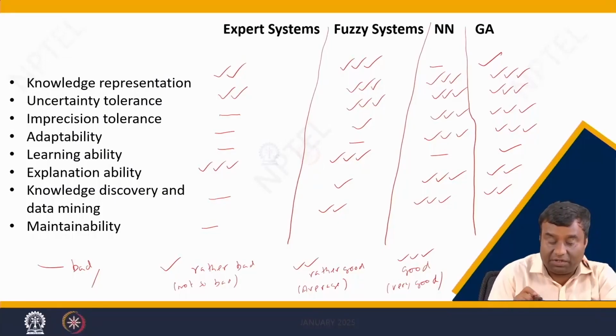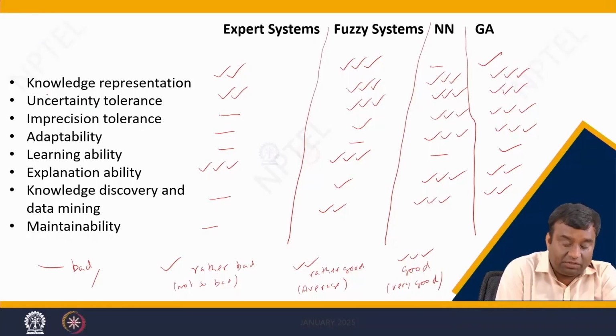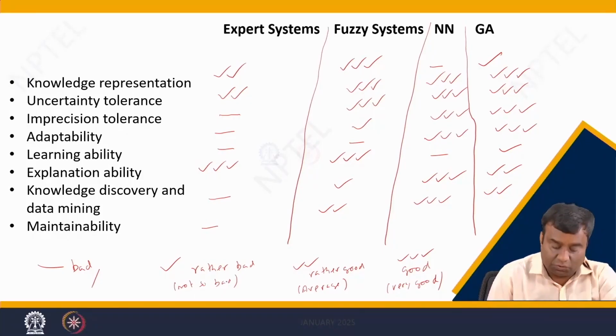So there is a comparison between expert systems, fuzzy systems, neural networks, and genetic algorithms. We compare with these parameters: knowledge representation, uncertainty tolerance, imprecision tolerance, adaptability, learning ability, expansion ability, knowledge discovery and data mining, and maintainability. So this line means bad. Single arrow means it is rather bad, it's not so bad. Double arrow means it is rather good, or average, and three tick marks means good, or it can be considered very good.